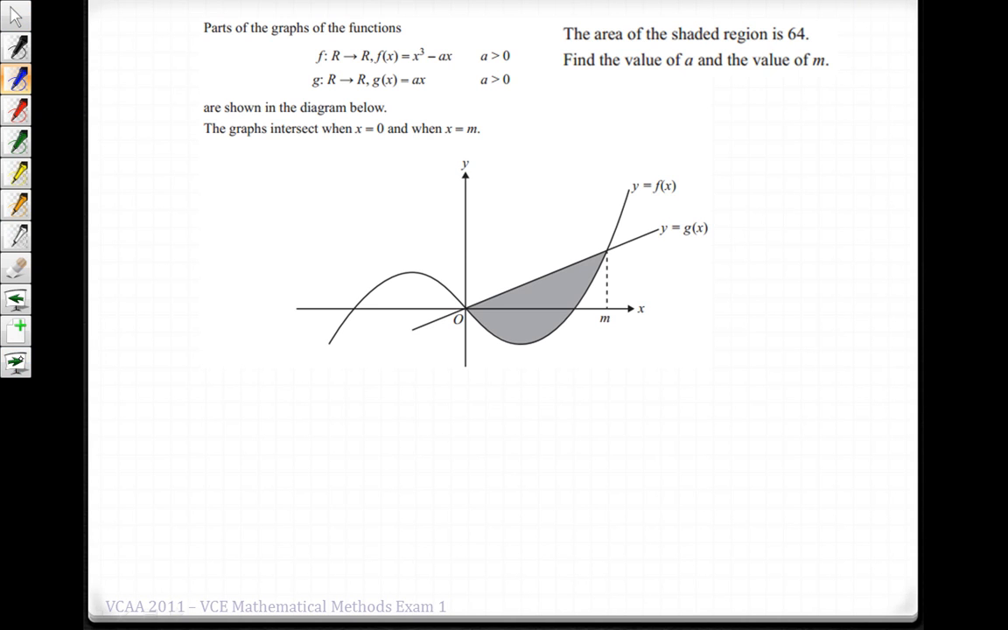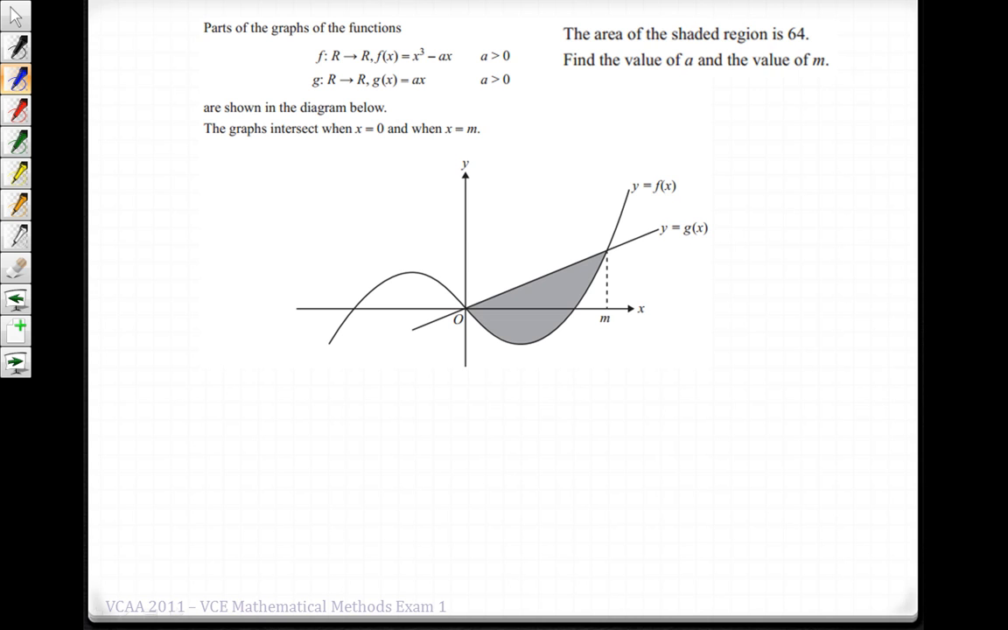Okay, so question 9 is where it starts to get a little bit tricky. A little bit very tricky in this exam. It starts to bring in a lot of calculus and a lot of, how would you put it, out of the box thinking sort of thing.